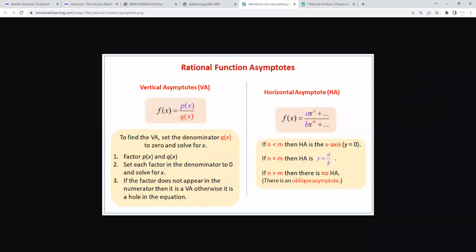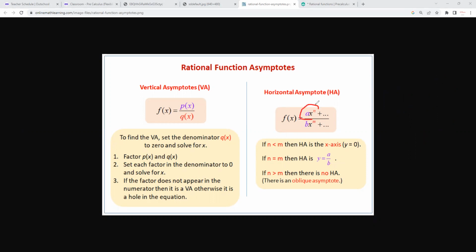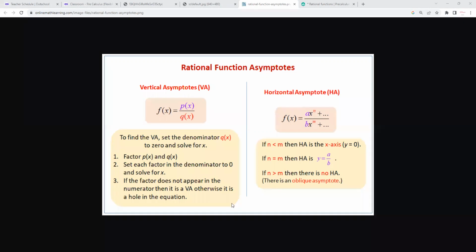If they are equal, like 3x squared over 3x, or we'll do 3/4 x squared, these are equal, then your asymptote is 3/4. Y equals 3/4, which is your a over b. If the bottom is, if it's top heavy, like 3x to the fifth over 2x squared, this is top heavy. There is no horizontal asymptote. There is an oblique asymptote, and we're not going to get into that. We'll probably get into that when you get more into calculus. And so that's about horizontal and vertical asymptotes.